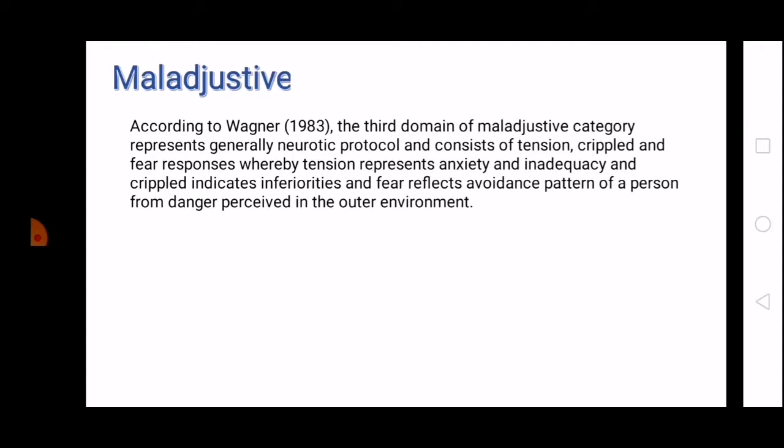Next domain is maladjustive. According to Wagner, 1983, the third domain of the maladjustive category represents a generally neurotic protocol and consists of tension, crippled, and fear responses, whereby tension represents anxiety and inadequacy, crippled indicates inferiorities, and fear reflects the avoidance pattern of a person from danger perceived in the outer environment. So I mean to say there is a problem involved when you have this kind of responses.